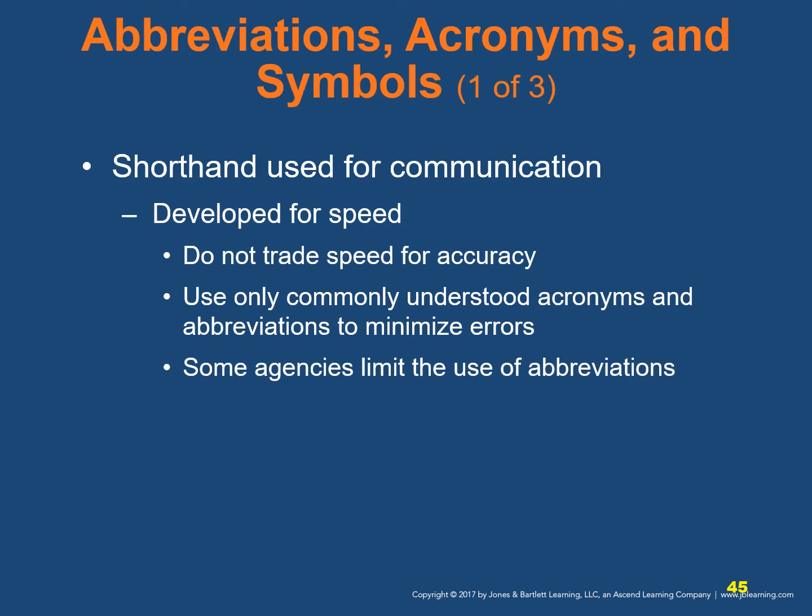Medical abbreviations, acronyms, and symbols are a type of shorthand used for communication. These were developed because one could communicate faster using this method. It is important, however, not to trade speed for accuracy. Use only commonly understood acronyms and abbreviations to minimize misinterpretations and errors. The Joint Commission and the Institute for Safe Medication Practices are considered two authorities on abbreviations, and they provide do-not-use lists for acronyms and abbreviations.